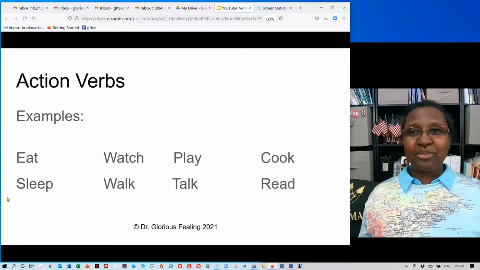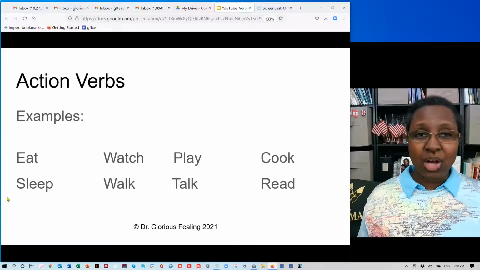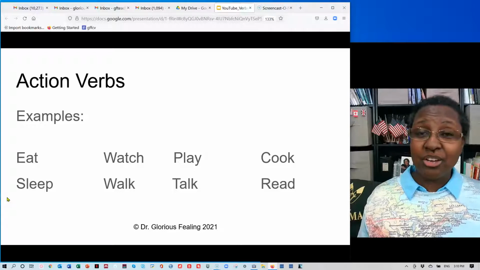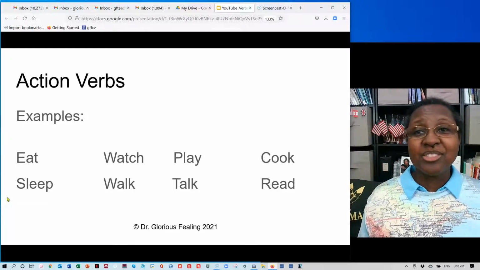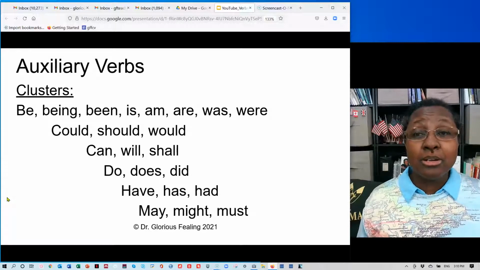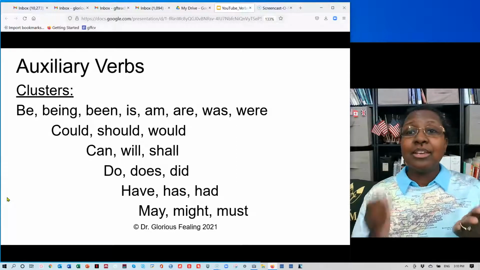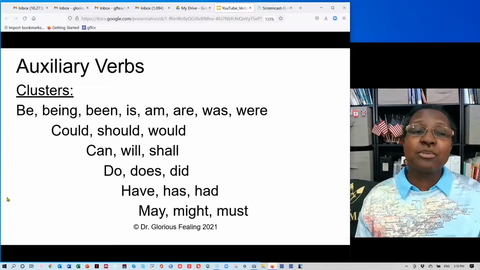There are action verbs, for example, eat, sleep, watch, walk, play, talk, cook, and read. These are all actions that we take in life. Then there are auxiliary verbs, which I also call the being verbs. Being and action, two categories that I mentioned before.